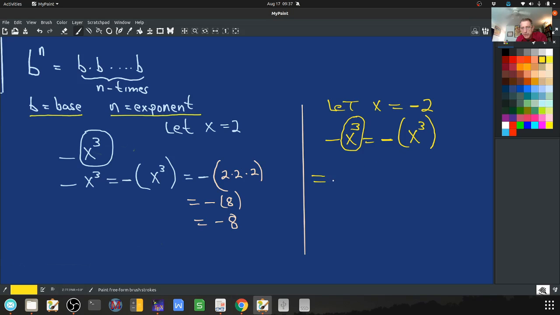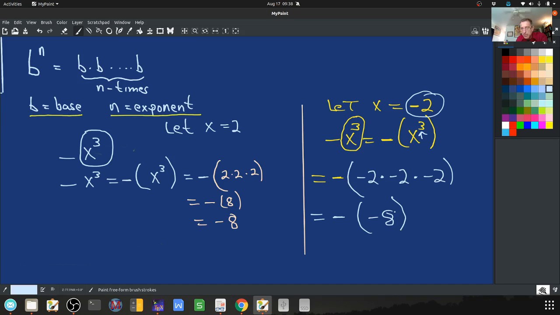Well, what is that equal to? Again, I'll change color here. My base is x, and x is equal to minus 2. So that's minus 2 multiplied by itself 3 times, because that's the number of the exponent. Well, that's equal to minus 2 times minus 2 is 4, times minus 2 is minus 8.